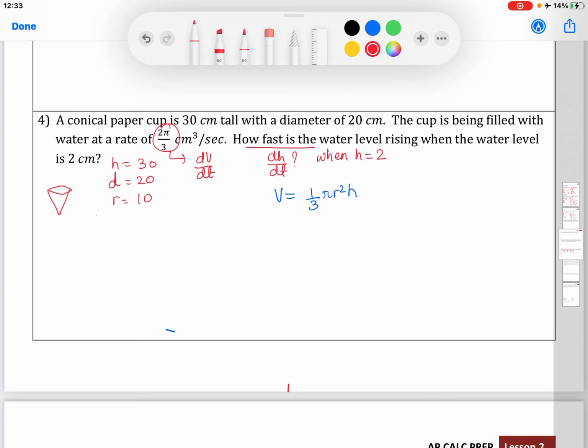Hey guys, I want to go over some of the homework questions. This is number 4 from lesson 2. So I already wrote out the information that's given to us and what we're looking for.